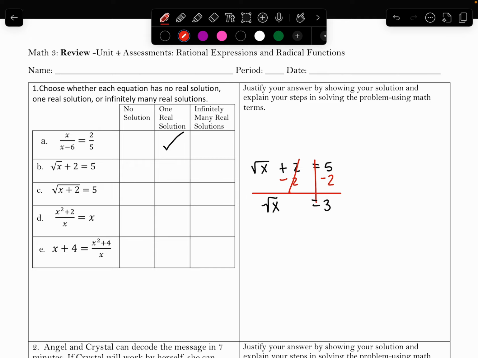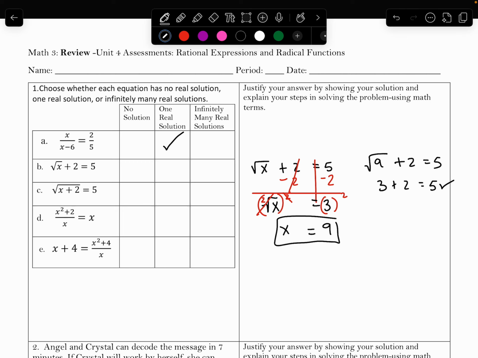Now we have to remove the square root by looking at our index. It's 2, therefore we are going to raise it to the power of 2. So now we have x equals 9. Now let's plug it back in. Square root of 9 plus 2 equals 5. 3 plus 2 equals 5. That's correct. So we have one solution. x equals something, that is one solution.